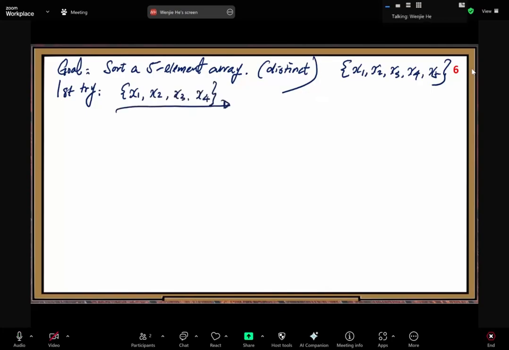We can sort it with 5 comparisons, right? 5 comparisons. All right, after that, the next step, because we need to do insertion, right?